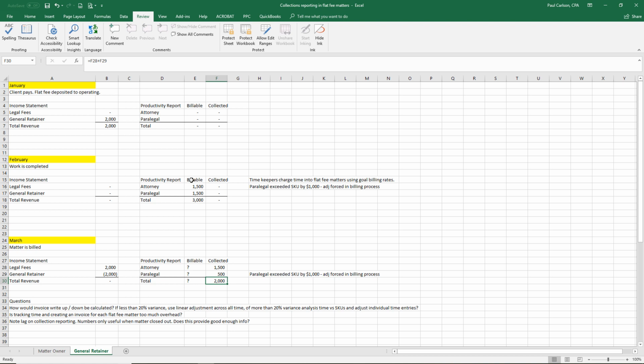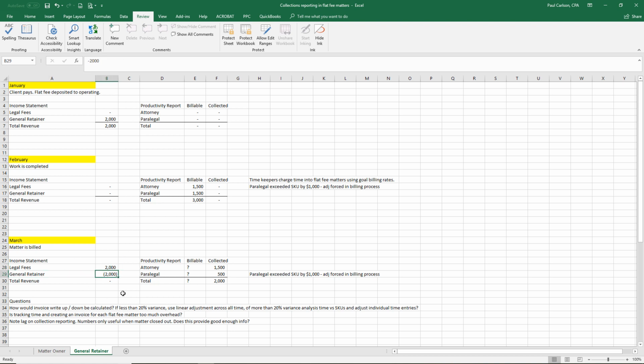So at the end of the month, the income statement would show legal fee revenue of positive $2,000 and general retainer revenue of negative $2,000. What we're doing is applying the general retainer to the invoice, so it's going to take the revenue out of general retainer and move it up to legal fees.